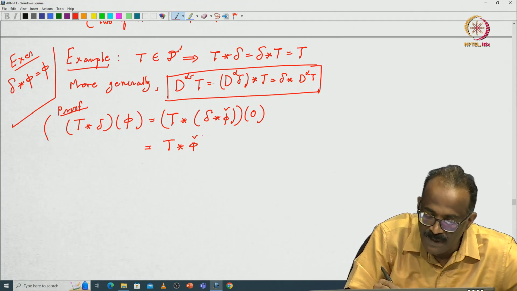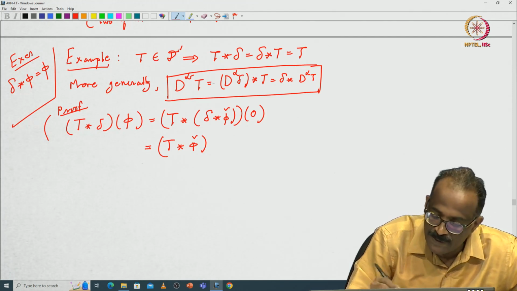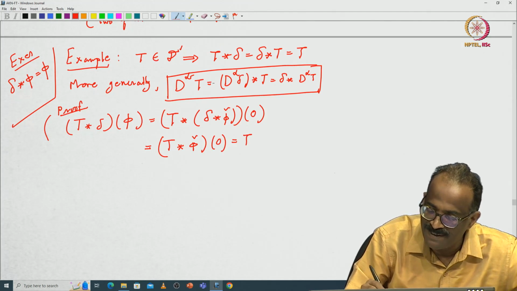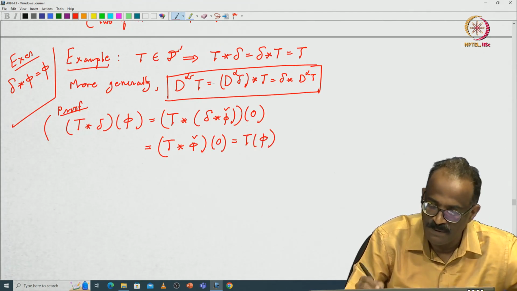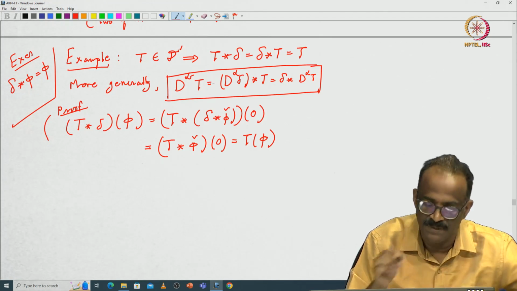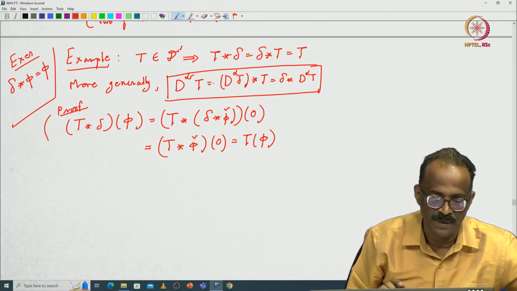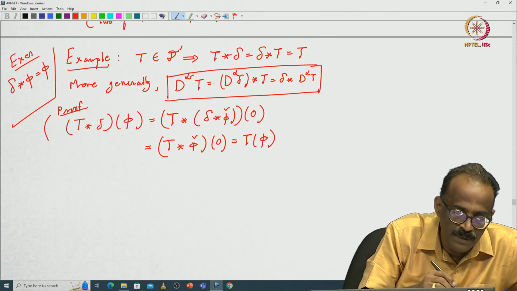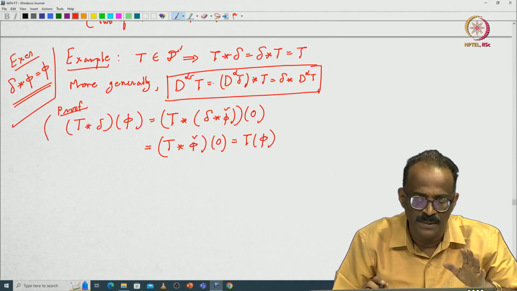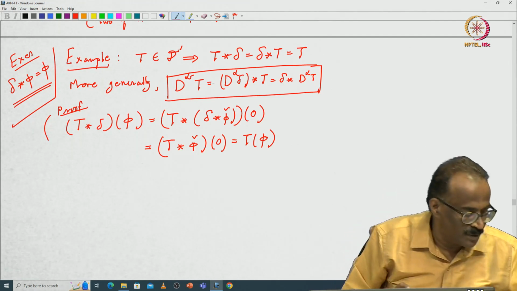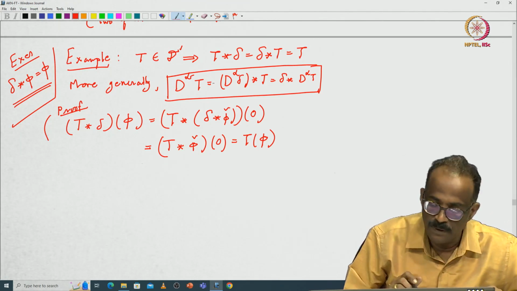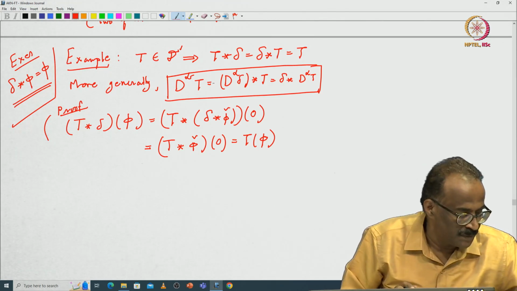So this is phi at 0, which is the same as T applied to phi. That's the way you look at it, right? So (T star phi) at 0 is equal to T of phi. So you will get it. All right, you get back this one. So you just write down all the steps. If you are not convinced, you should do that. So you get that one: delta star phi is phi.